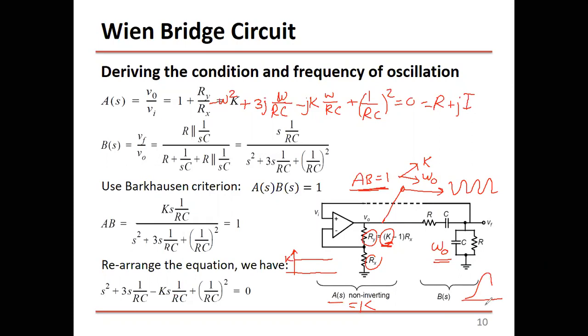So we need to find this omega 0 and this K that makes this oscillate. Under what condition? By applying this condition, we find the gain A, which is K. We find B of S, which is the transfer function here, multiply them and equate this with 1. And from this equation, we can find the two, because this equation is a complex one. It has real and imaginary parts. And using the real and imaginary parts, we will find K and omega 0.